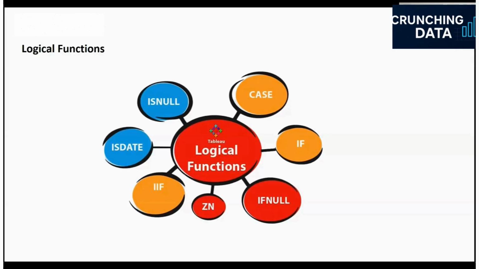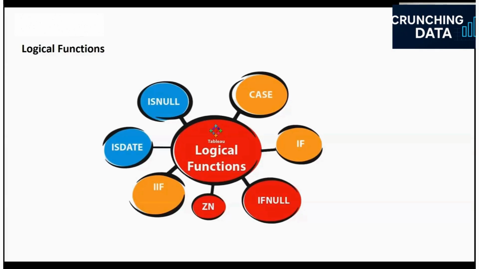Then we have the IIF, which is the immediate if. The IIF function provides a shorthand way to create conditional expressions. It returns one value if a condition is true and another if it is false, similar to the if function, but in a more concise way. These functions are essential for performing logical expressions, for example, data cleaning and conditional transformation in Tableau calculations. They allow you to work with the data effectively and customize your visualization based on various conditions and requirements.